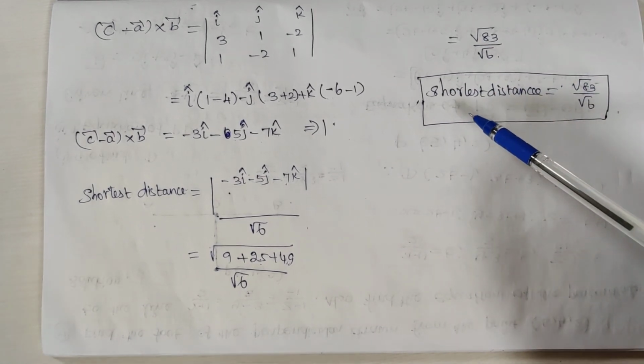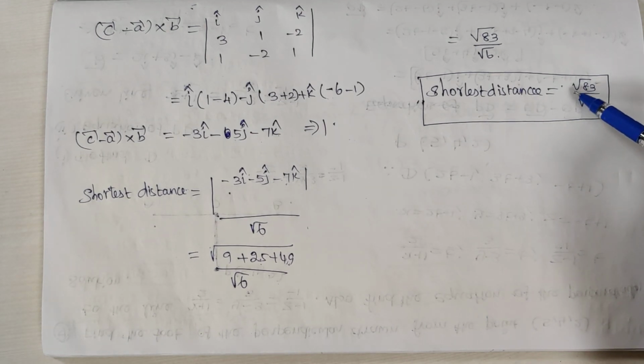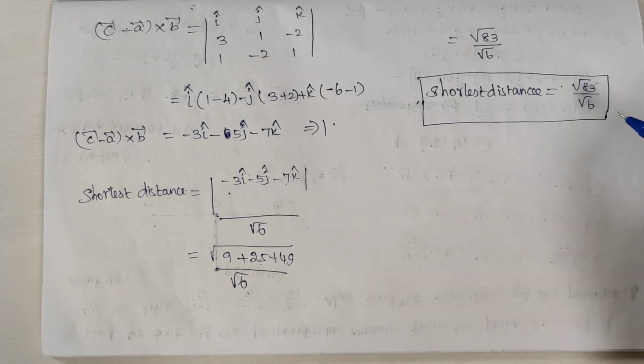So the shortest distance is equal to what? Square root of 83 divided by square root of 6. So this is the answer for this sum. Clear?